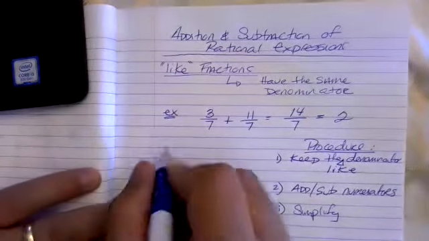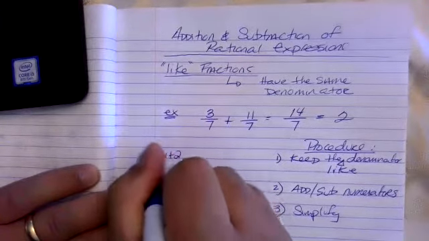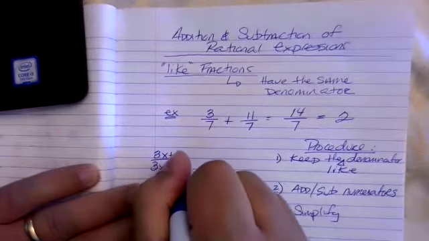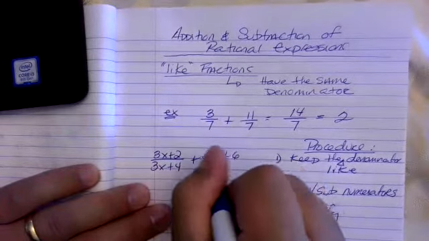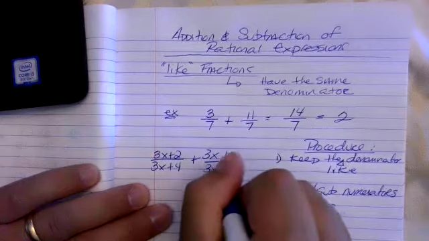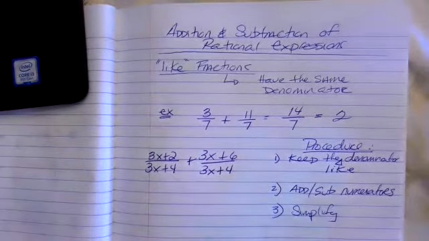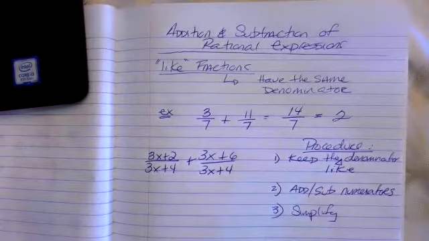So now you guys could do one. Let's see. 3x plus 2 over 3x plus 4, plus 3x plus 6 over 3x plus 4. So let's try this problem. I'll give you a second to look at it.